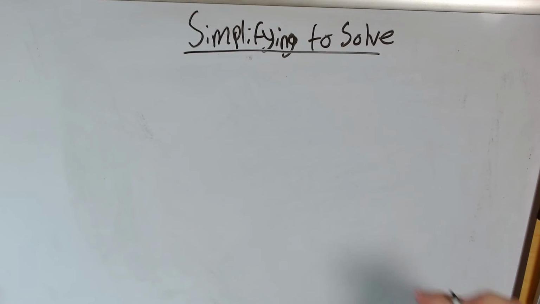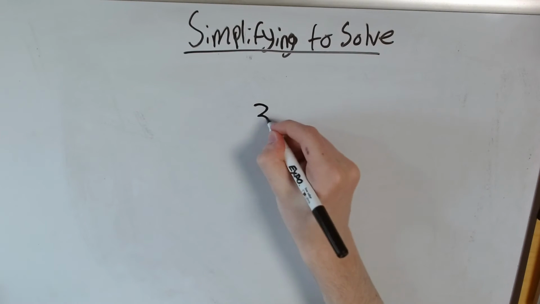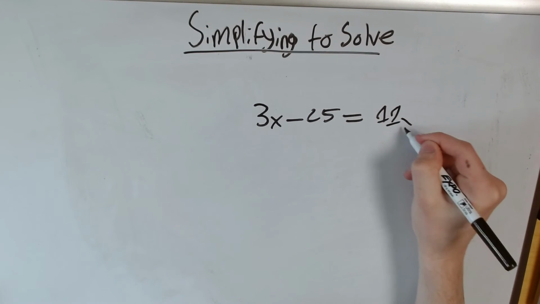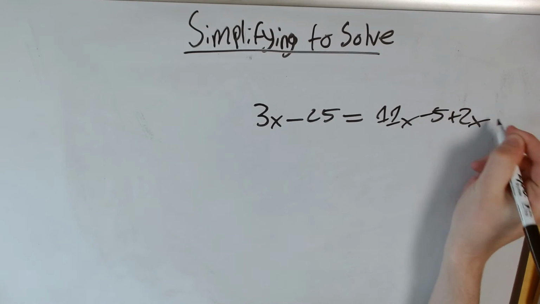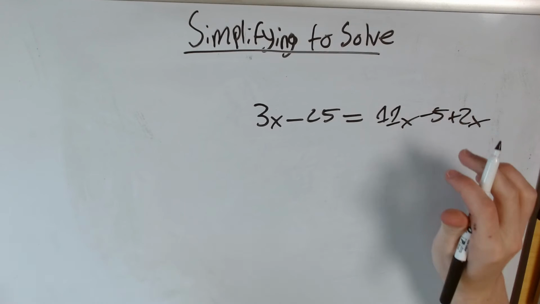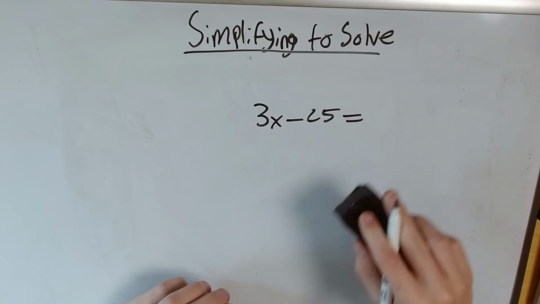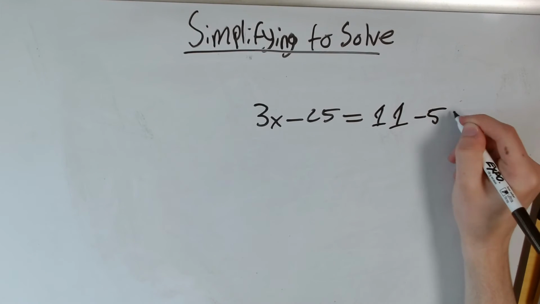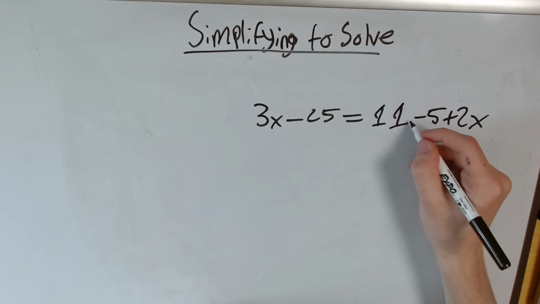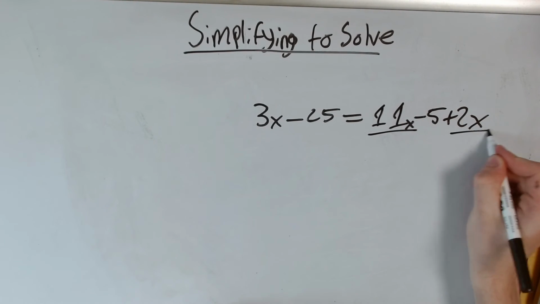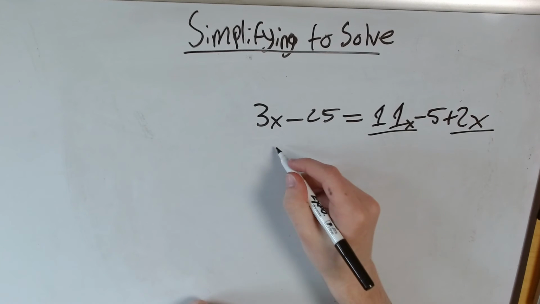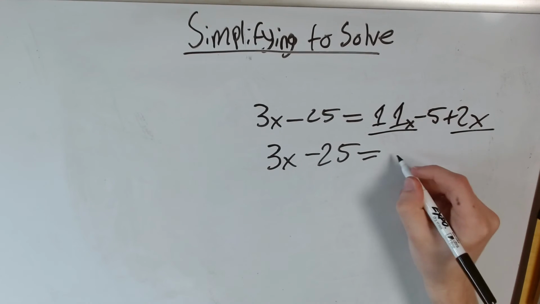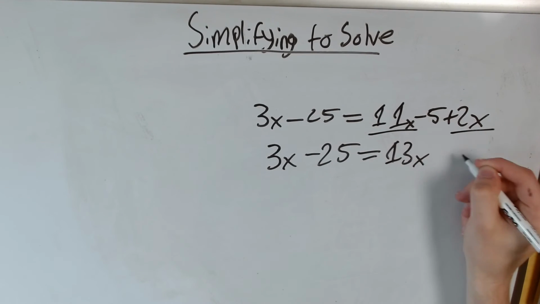All right. Say I have something like this. 3x minus 25 equals 11x minus 5 plus 2x. Now, in this opportunity, I'm going to rewrite that because that's a little messy. I'm going to look at it and say, is there an opportunity for me to simplify prior to rearranging all my x's? And it turns out there is. I've got an x here and an x here. So I'm going to combine them. I'm going to leave this left-hand side untouched for now. 11 plus 2 is 13, so I have 13x minus 5.